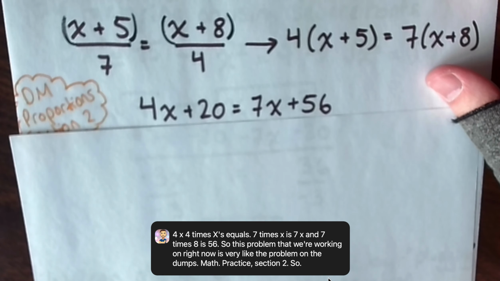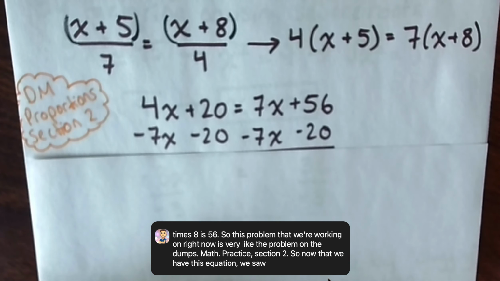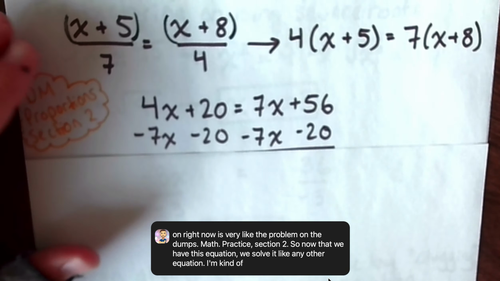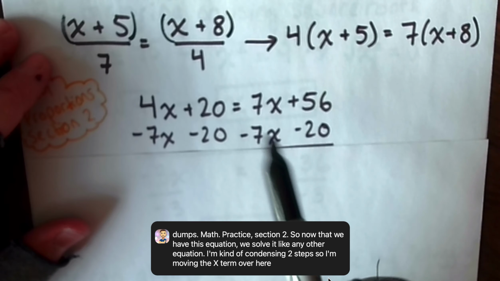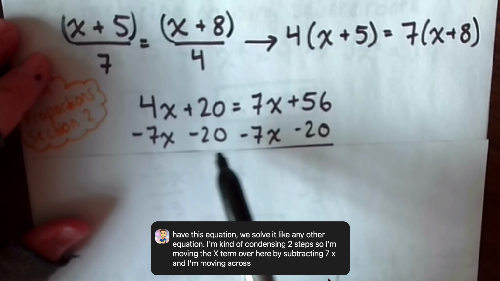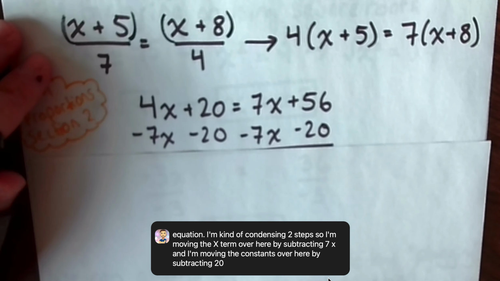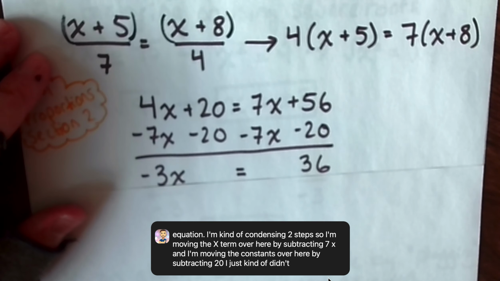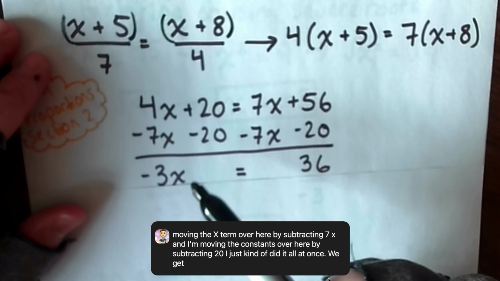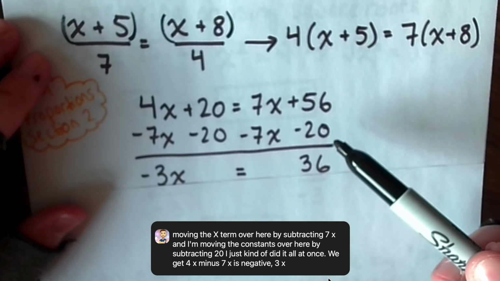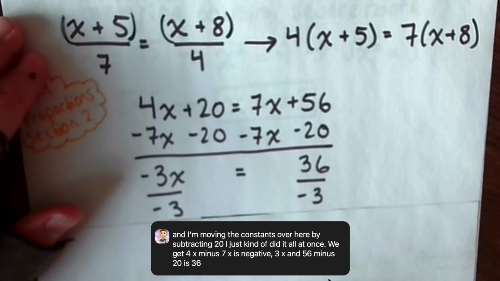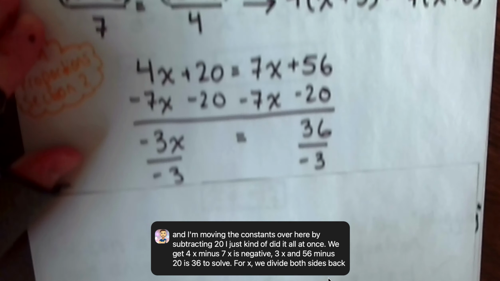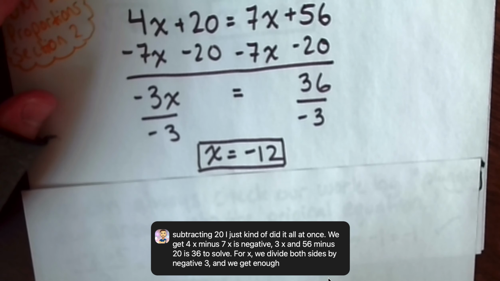So now that we have this equation, we solve it like any other equation. I'm condensing two steps. I'm moving the x term over by subtracting 7x, and I'm moving the constants over by subtracting 20. We get 4x minus 7x is negative 3x, and 56 minus 20 is 36. To solve for x, we divide both sides by negative 3, and we get an answer of x equals negative 12.